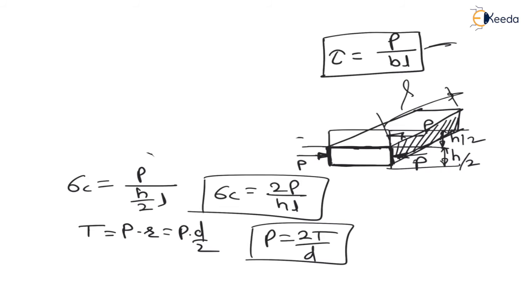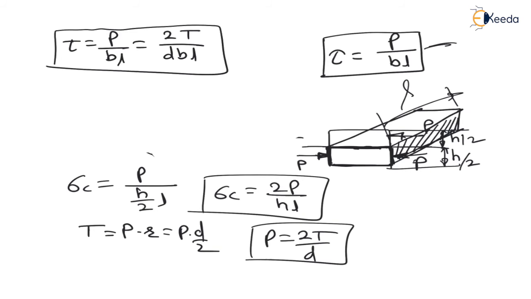Therefore, shear stress is equal to P divided by BL, which is nothing but 2T divided by DBL. This is the shear stress in a key in terms of torque. Tau is the shear stress, capital T is the torque, D is the diameter of the shaft, B is the width of the key, and L is the length of the key.